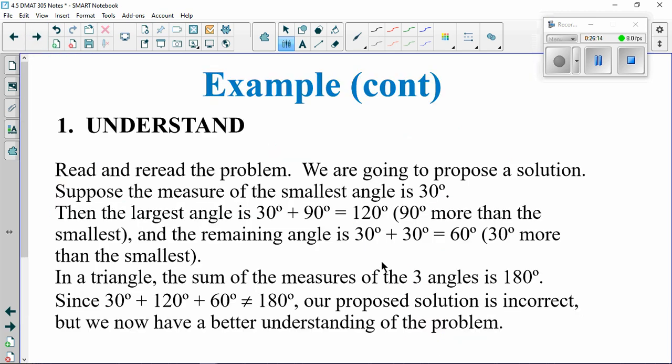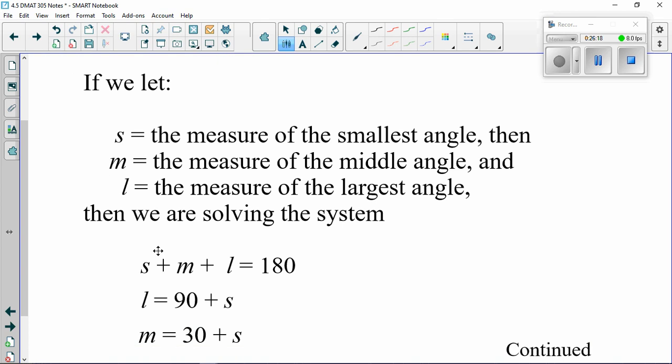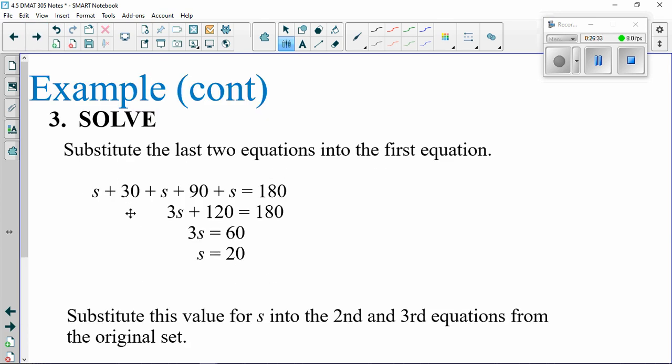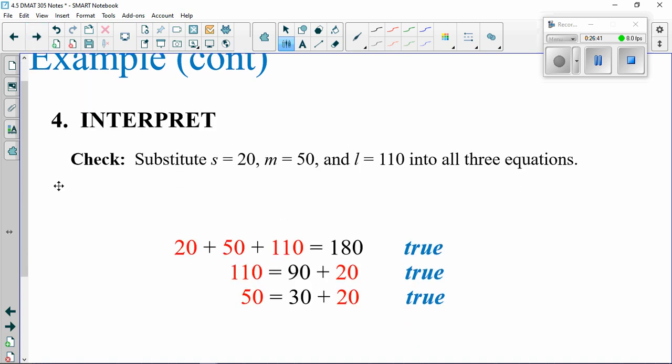What they've done is they did the small, medium, and large just as I did. They said the large was the 90 plus small, the middle is 30 plus small. They're using 3 different variables, where I just used x. And then they substituted everything in. They did it the same way. I just go about explaining it a little bit differently, but you can see that it's true for all cases.